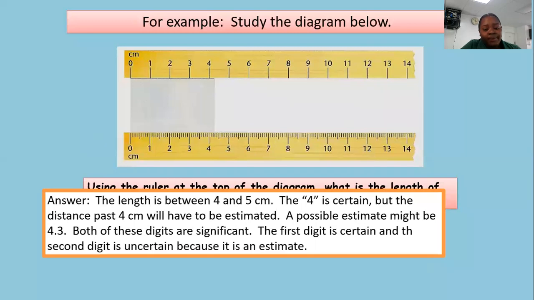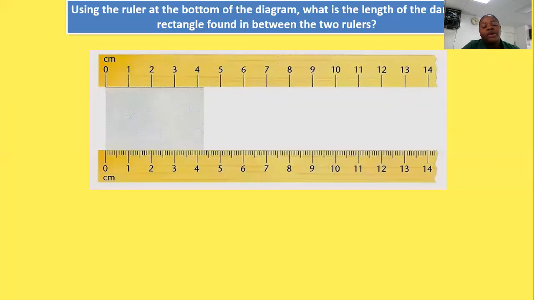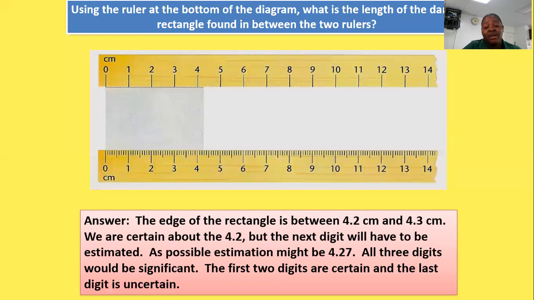But using the bottom ruler, we can see that the length of the shaded triangle is somewhere between 4.2 centimeters and 4.3 centimeters. So we can estimate it between 4.2 and 4.3 centimeters. So it can be 4.27, 4.28, somewhere between 4.2 and 4.3 centimeters. So here we just use significant figures to determine the length of a shaded rectangle, sorry.